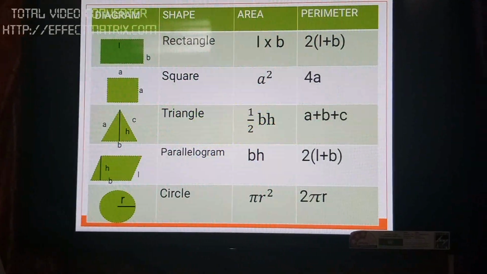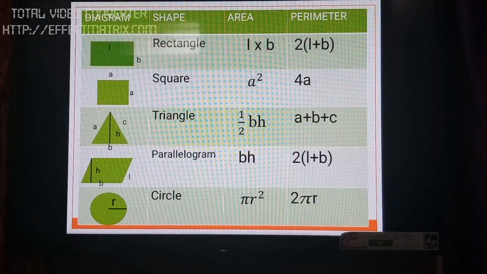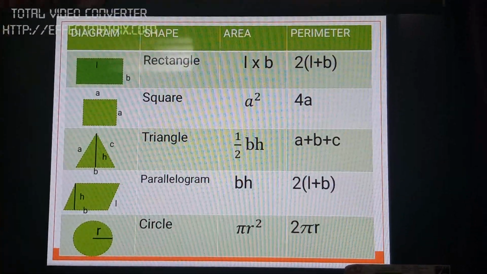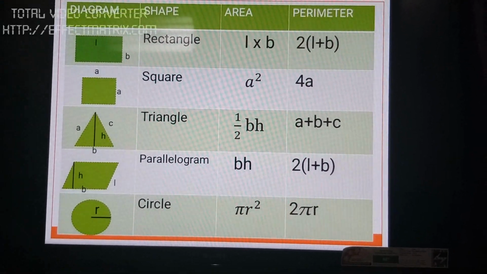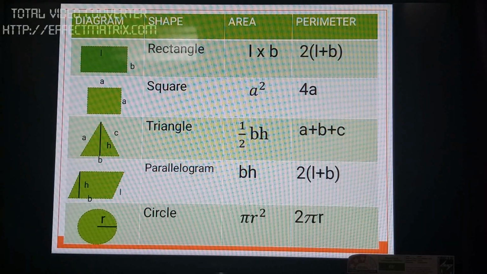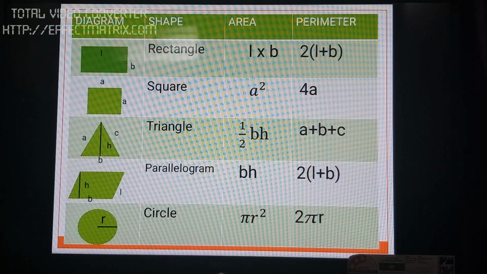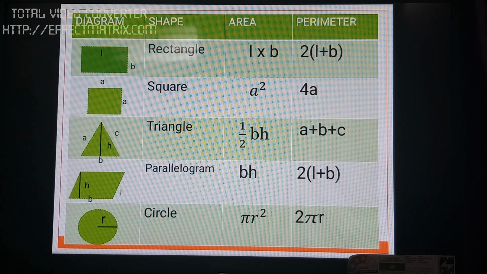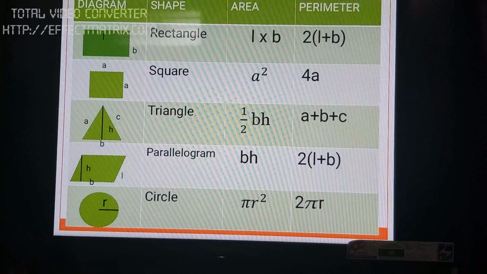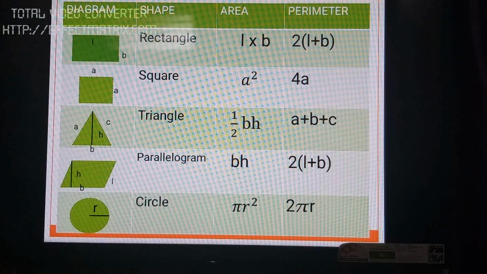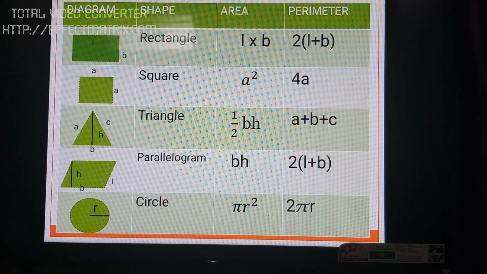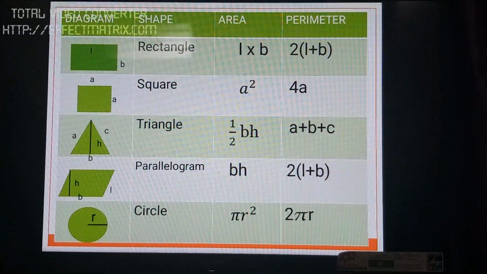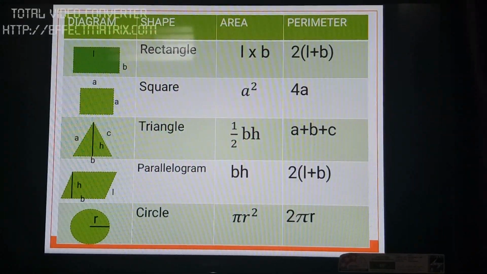In the earlier class, we have discussed two-dimensional shapes. Two-dimensional shapes are mathematical figures which have length and breadth only. In a layman's way, we can say that those figures which can only be touched are two-dimensional shapes. In that category, I have mentioned five of them: rectangle, square, triangle, parallelogram, and circle, and you may say quadrilaterals, circles, and polygons. We are well acquainted with the area and perimeter of these figures.